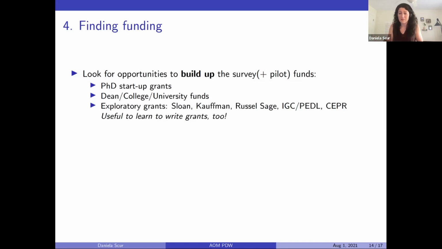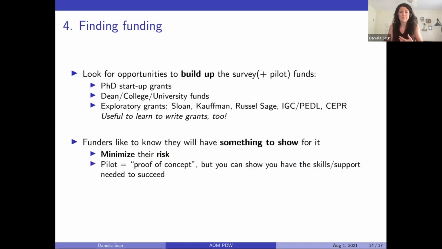Exploratory grants, Christina already talked about some of these. If you do work in developing countries, the IGC, the International Growth Center, and Federal and CPR have some grants as well. And it's useful to learn to write these. Pilots are useful for funding as well because you get something to show for it.